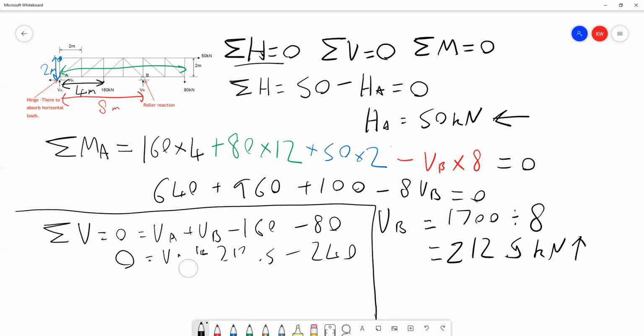Make that look a bit more like a minus, whereas that made it look like a plus there. I'll just do it again because it's a wee bit messy. And then I've got VA plus 212.5 minus 240. And so we can rearrange this as well to get a value for VA.